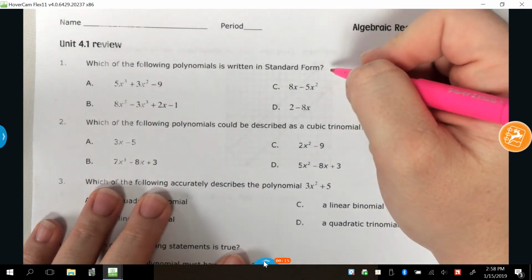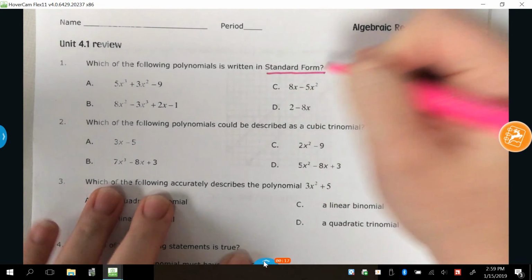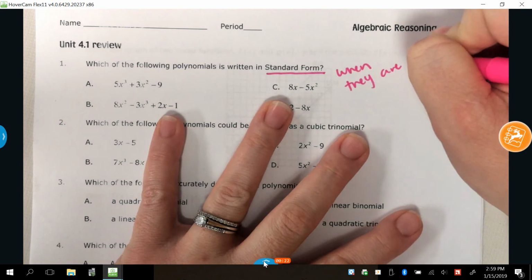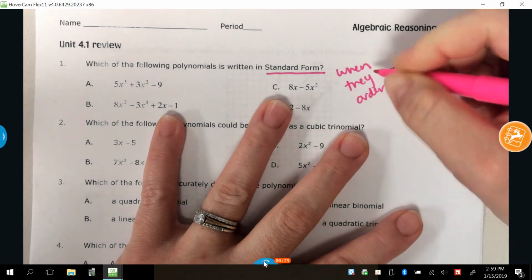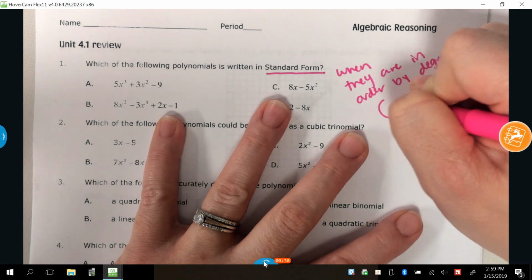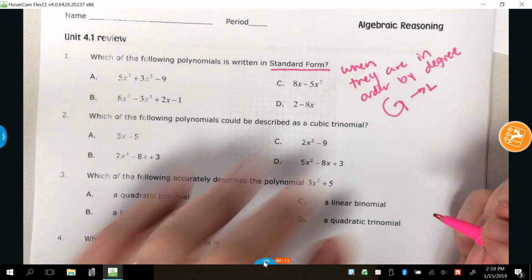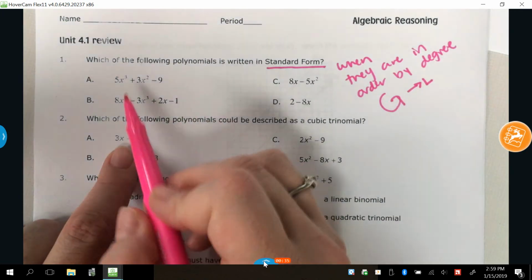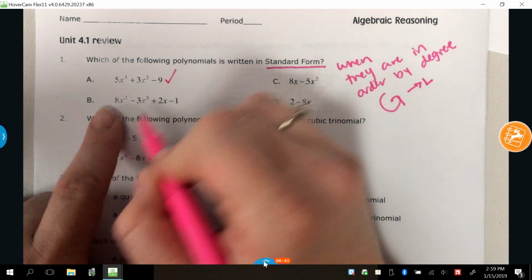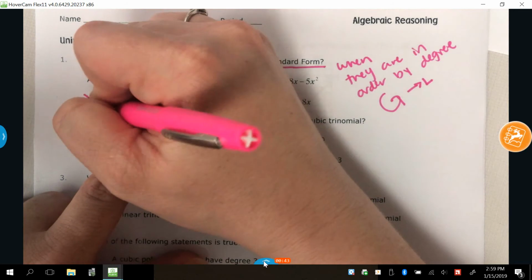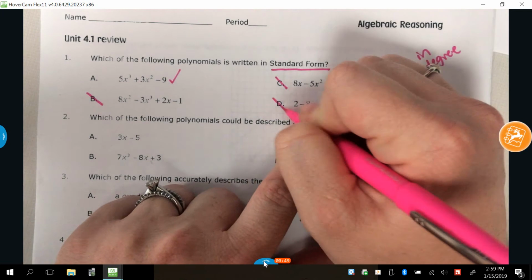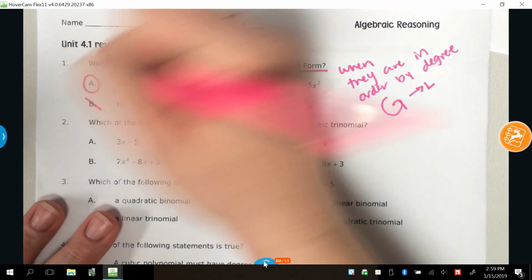I want you to remember standard form is when they are in order by degree from greatest to least. Okay? So like, see how this is a degree of 3, a degree of 2, and a degree of 0. So that's in standard form. 2, 3, so that's not greatest to least. This is 1 to 2, which is not greatest to least, and this is 0 to 1, which is not greatest to least. So the only one in standard form is A.